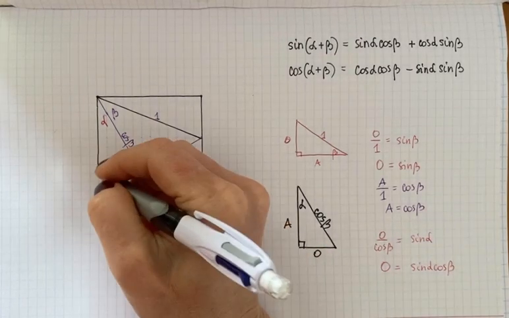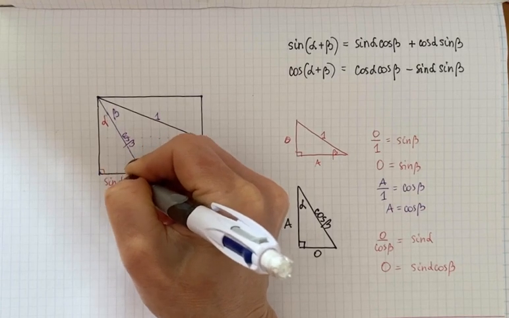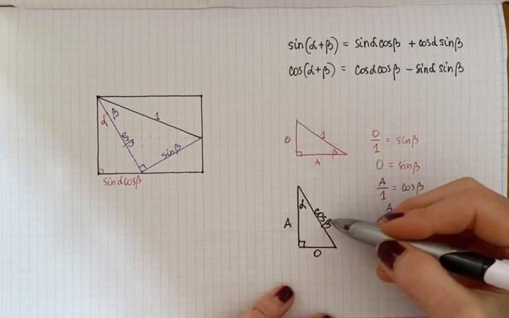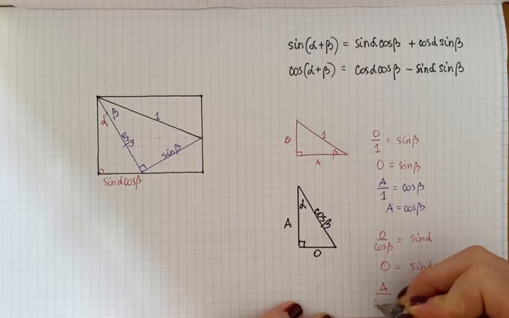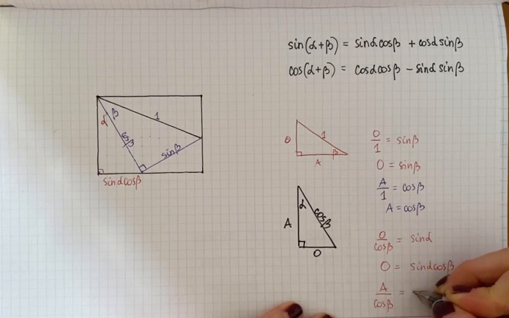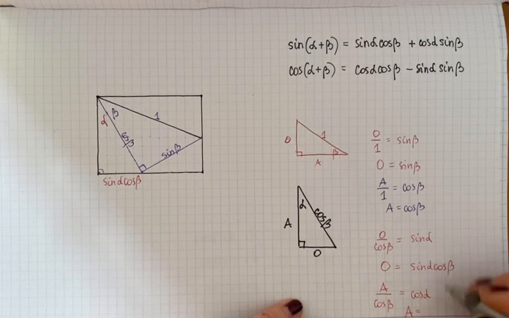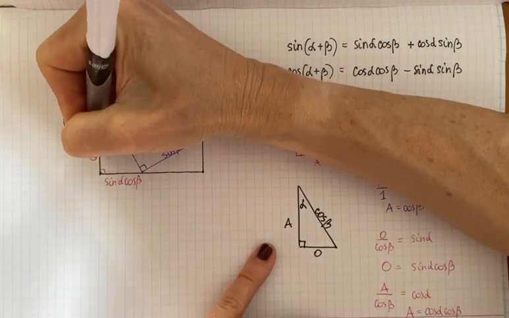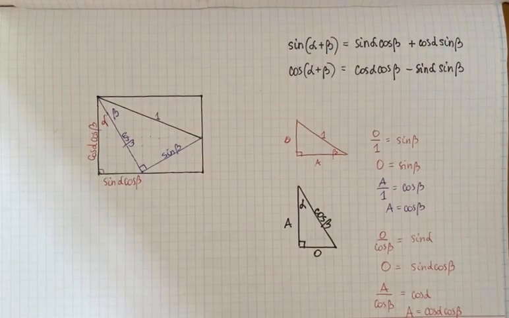So let's write it down. Opposite here is sine alpha cos beta. And if you do the same with a over hypotenuse, so a over cos beta, that will be cos alpha, giving me a is equal to cos alpha cos beta. There you go.